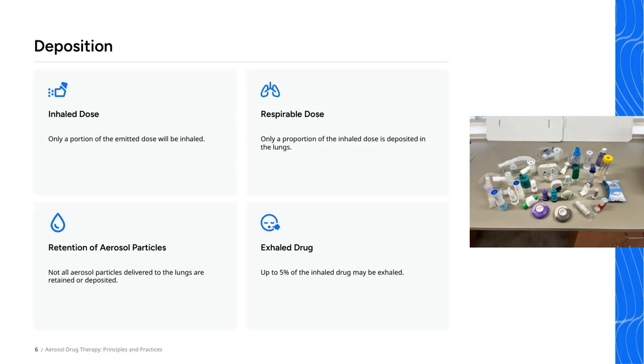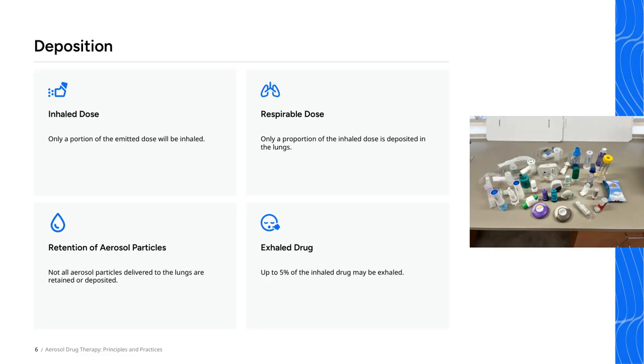Let's take a closer look at what happens during aerosol drug therapy. First, up to 5% of the inhaled drug can actually be exhaled without reaching the lungs. This means that not all of the medication we breathe in stays in the respiratory system. It's important to understand that not all aerosol particles delivered to the lungs are deposited or retained there.